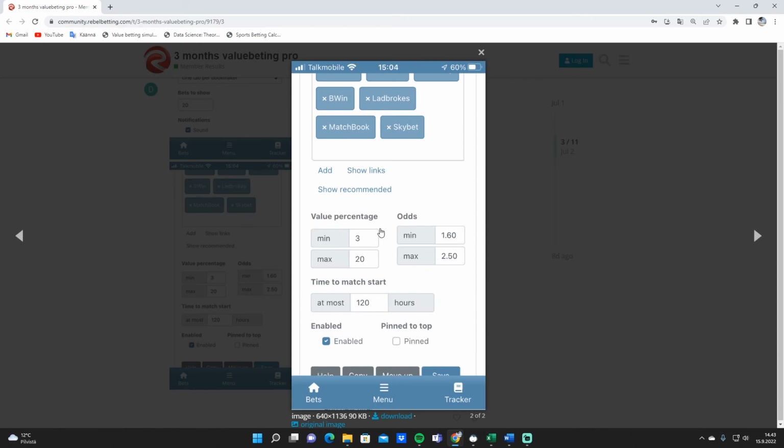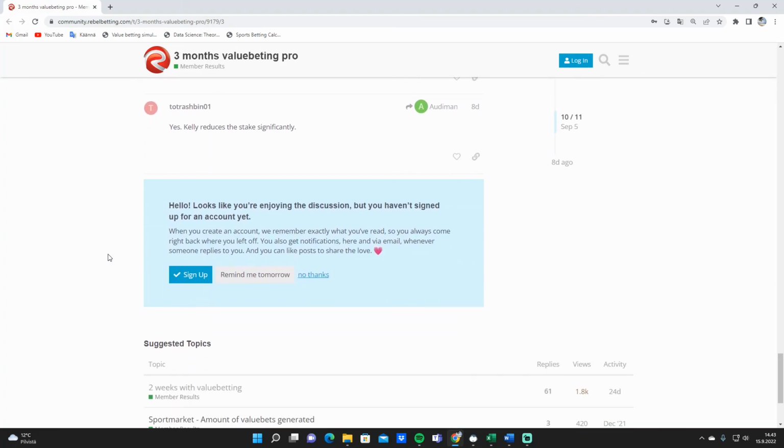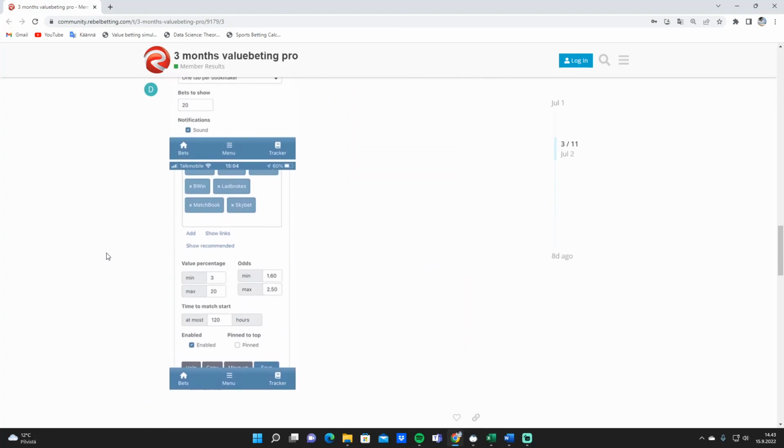And little tweaks here. Value percentage, minimum 3 is good, but if you find a lot of bets, you can use a higher one like 4% or 3.5 or whatever feels good for you. And when you are using this pro version, you should find a lot of bets. I think that was all that we had in this thread here.